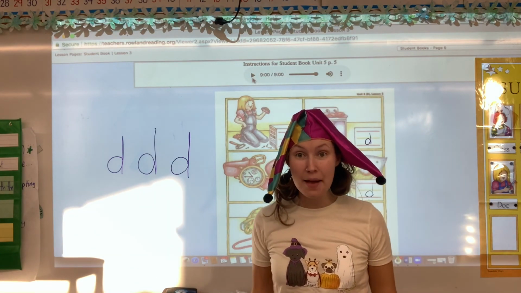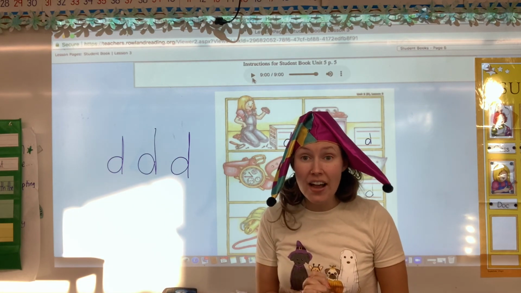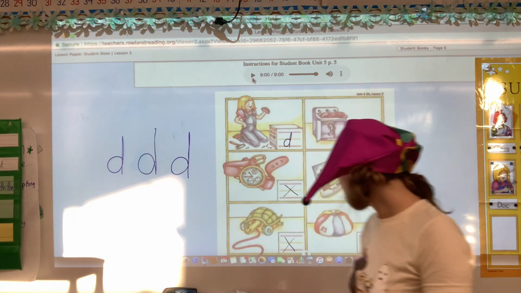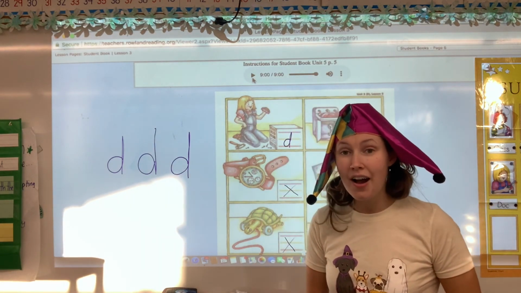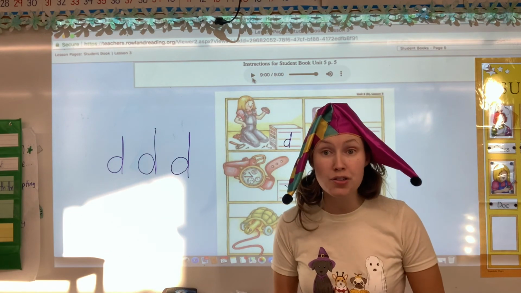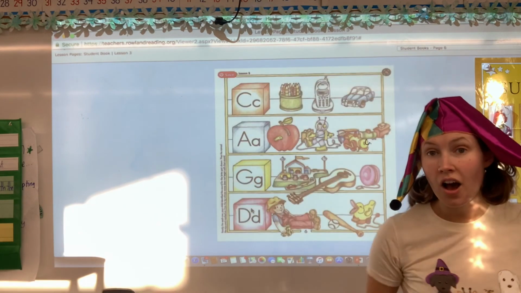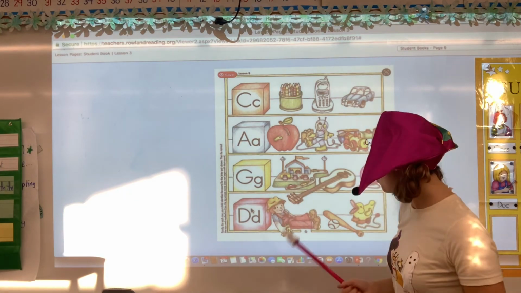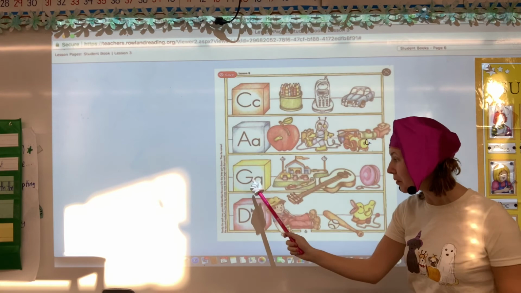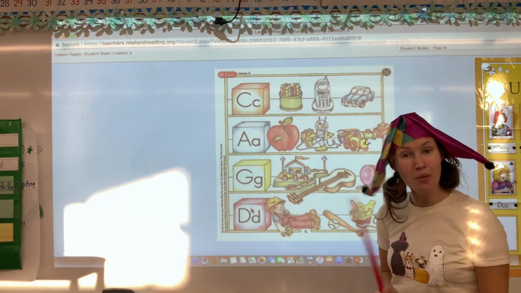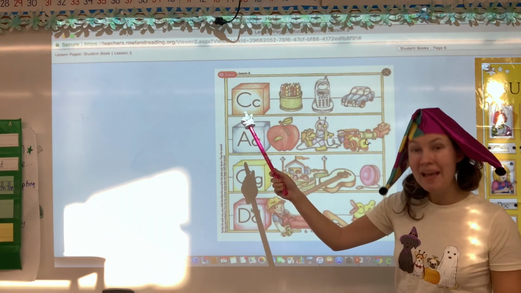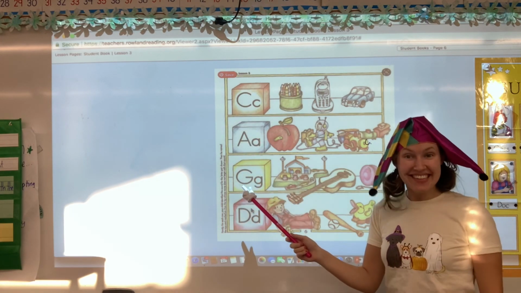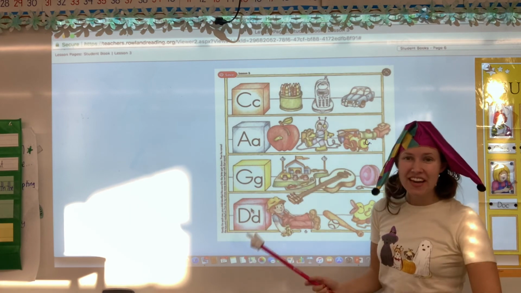Now that we've finished that page, you guys are going to be working on finding some beginning sounds for your homework. And we're going to do that on page 6 in our Doc Student Book. So go ahead and turn the page. Okay, so here is page 6 in your Doc Student Book. Now on this page, you see some toy blocks that have letters on them. What are these letters? C, A, G, and D. Very good.